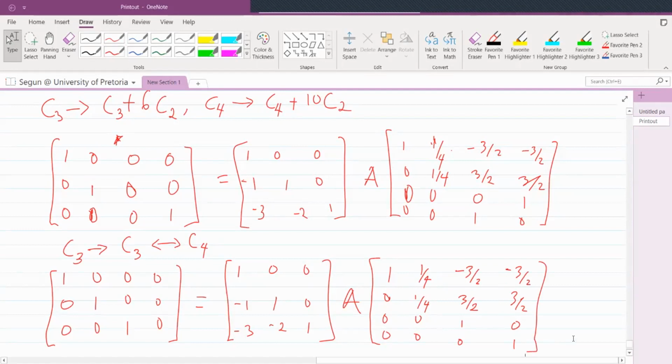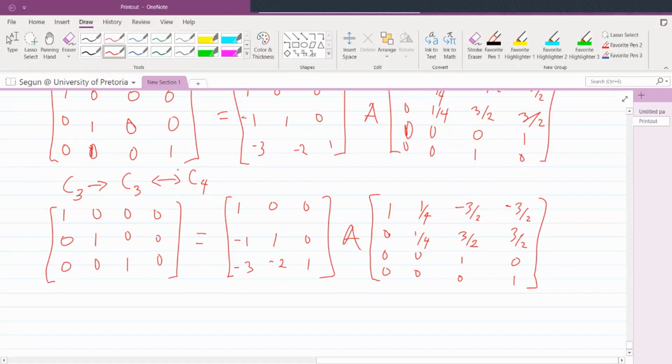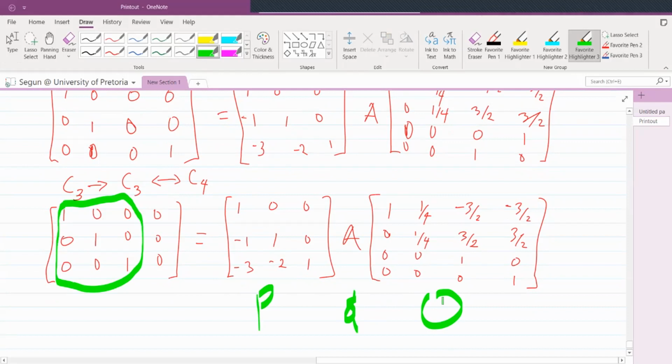So from here now, we can conclude that we have our identity matrix. Let me pick this pen. Here is my identity matrix now. And here I can call this one P and Q. So this is our identity matrix.